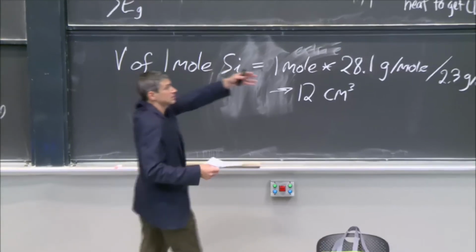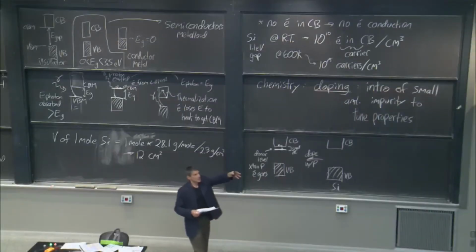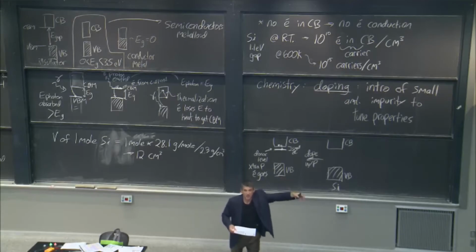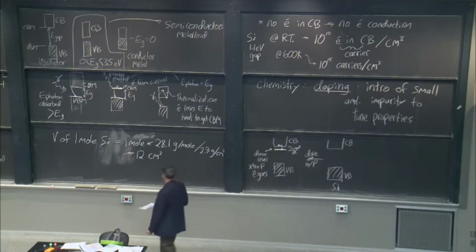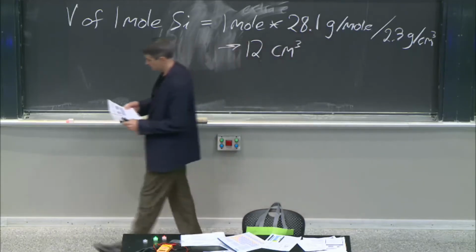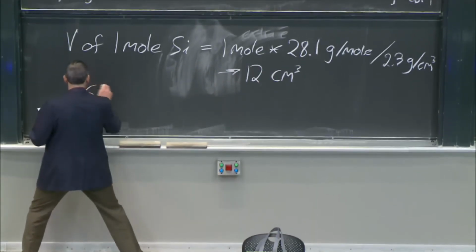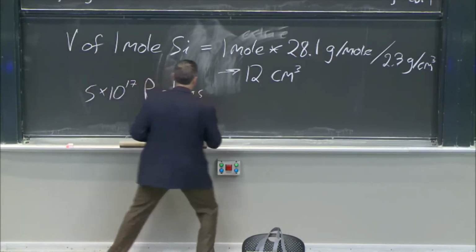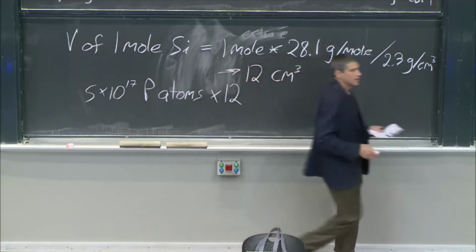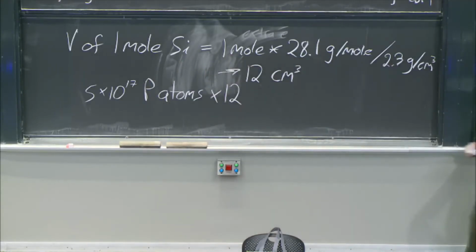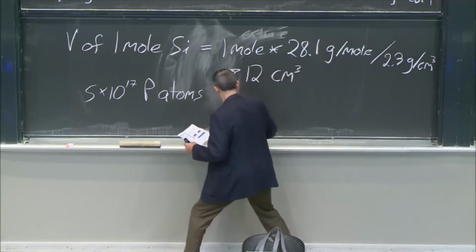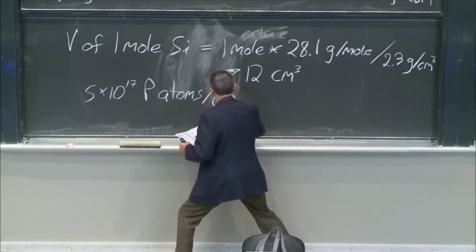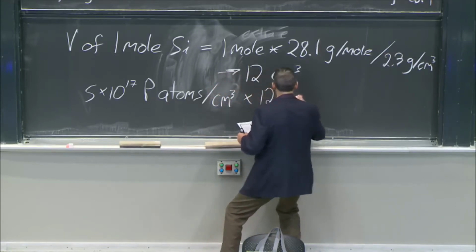But I need 5 times 10 to the 17th electrons in the conduction band per centimeter cubed. You see why per centimeter cubed is a good measure here. So that means I need 12 times that total. So I need 5 times 10 to the 17th P atoms, let me just write my units here to be very careful, P atoms per centimeter cubed times 12 centimeters cubed.